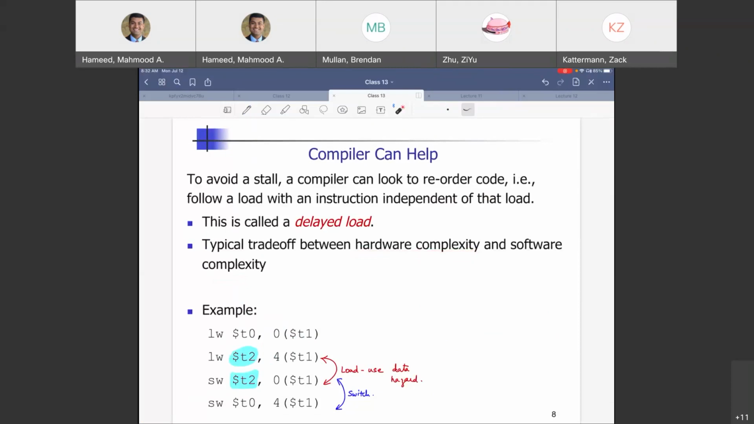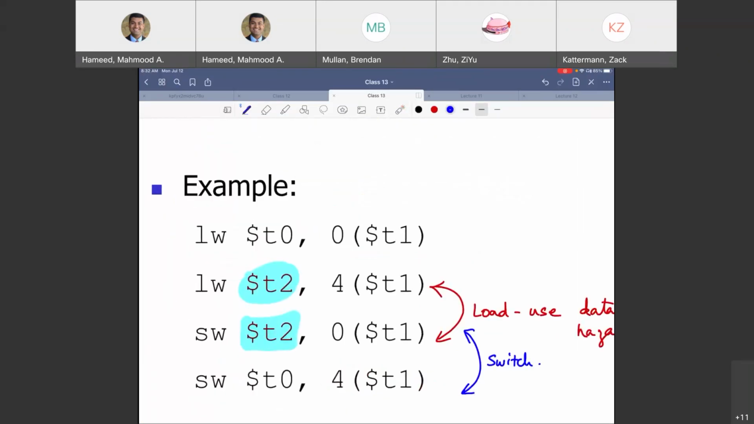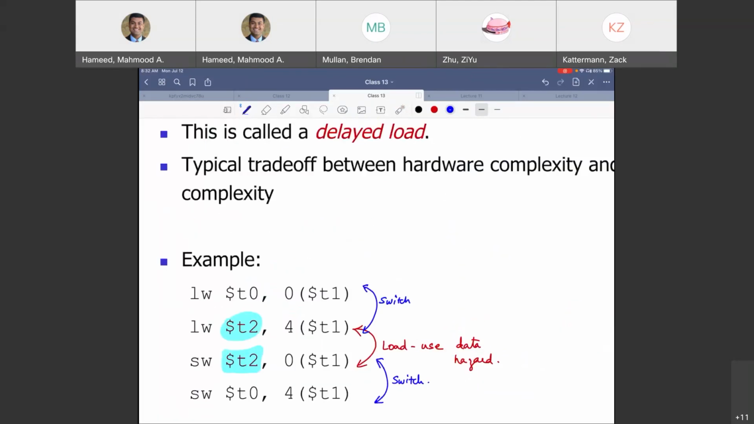You could have also switched the load words. Absolutely, yes. You could have switched these two guys, something going to T2. Yeah, you could have also switched these two. Other option: switch this or this, right? So one of those two switches will do the job.